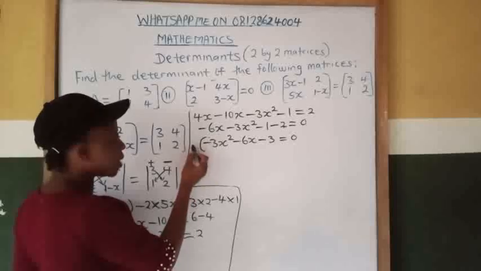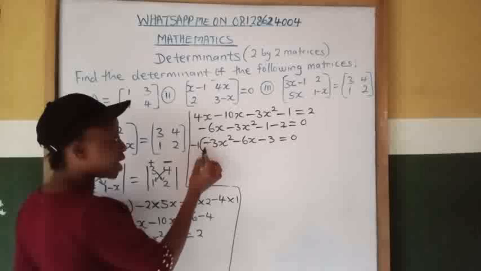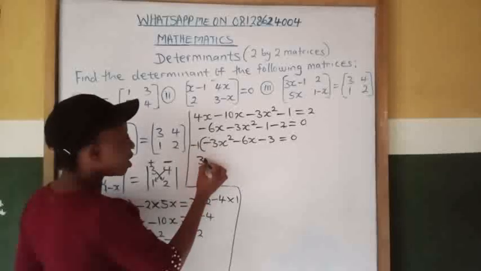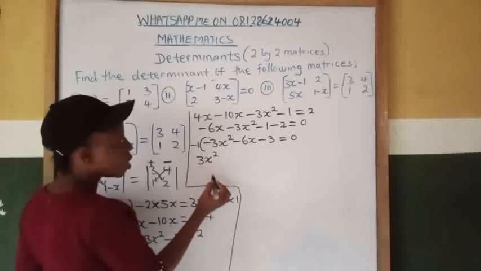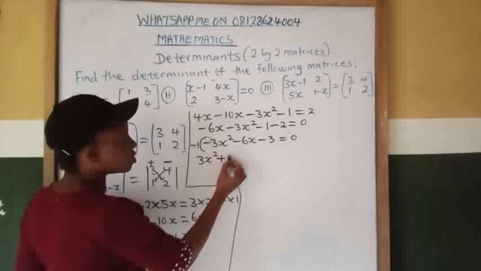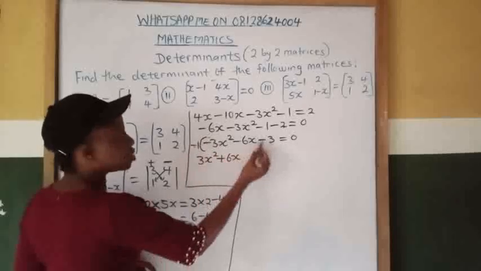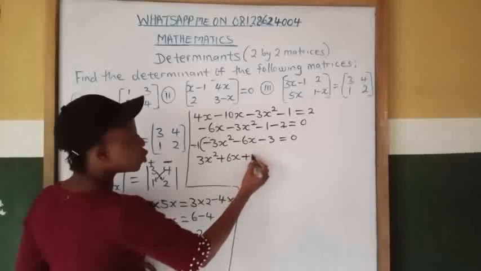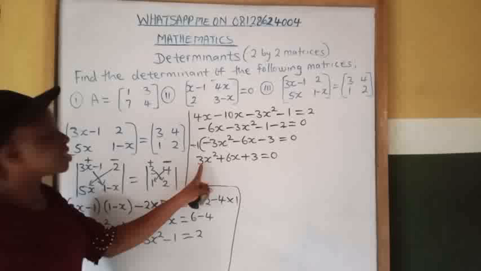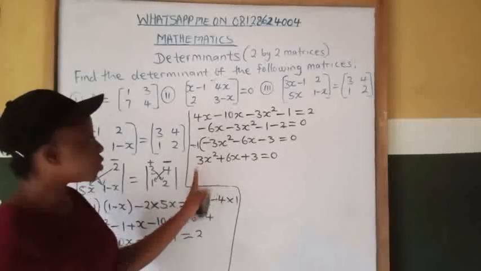I'm going to multiply by minus 1. So minus times minus, we cancel this minus, will give us plus. So 1 times 3x will give us 3x raised to power 2. So minus 1 times minus 6 will give us plus 6x. Minus 1 times minus 3. Minus times minus will give us plus 3. So plus 3 equal to 0. So this is a quadratic equation. So we are going to solve it quadratically.